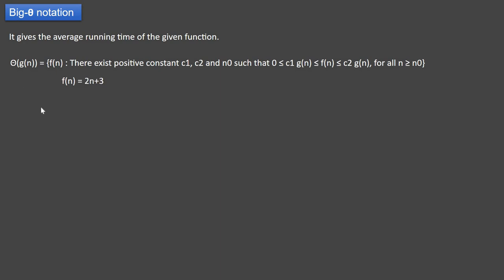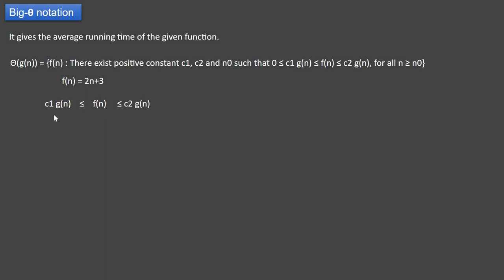So let's say we have a function f(n) equal to 2n plus 3. If we see the condition, f(n) should be in the middle, and there should be c2 and c1 with g(n) on both sides. So we need to fulfill these conditions, right? For that, in 2n plus 3, we are going to neglect the constant value 3, and the main value, the highest rate of growth, is 2n. So we take this value, and we take one lesser value for c1 because it should be less than f(n).